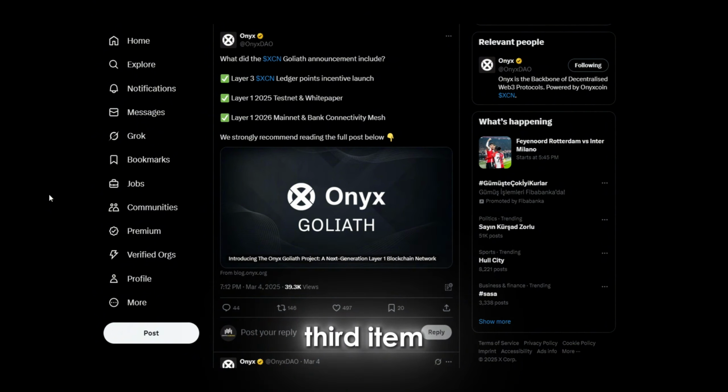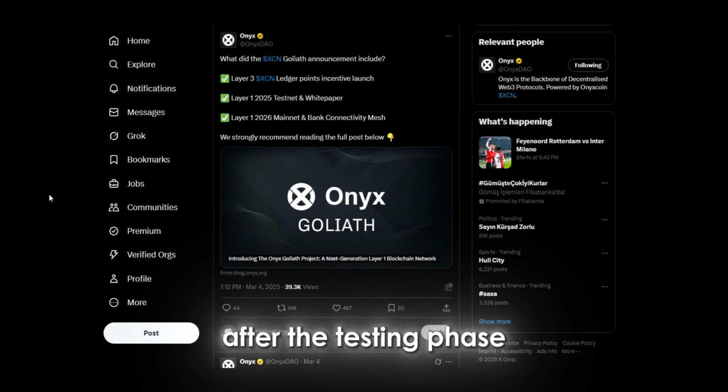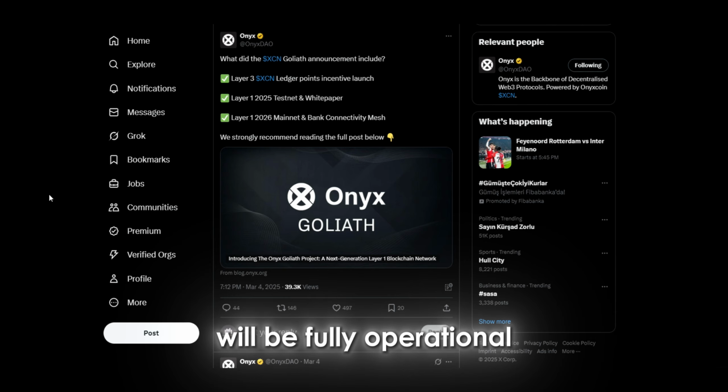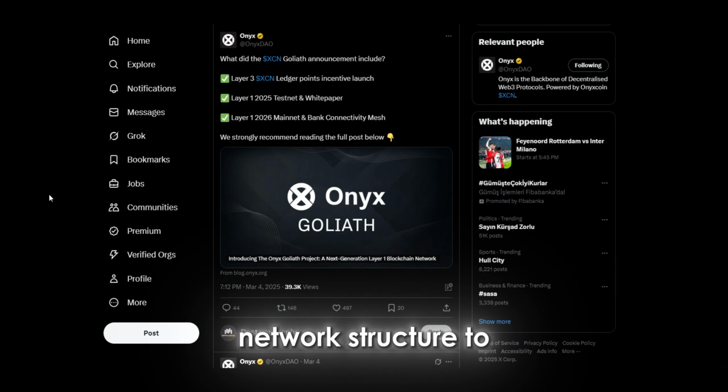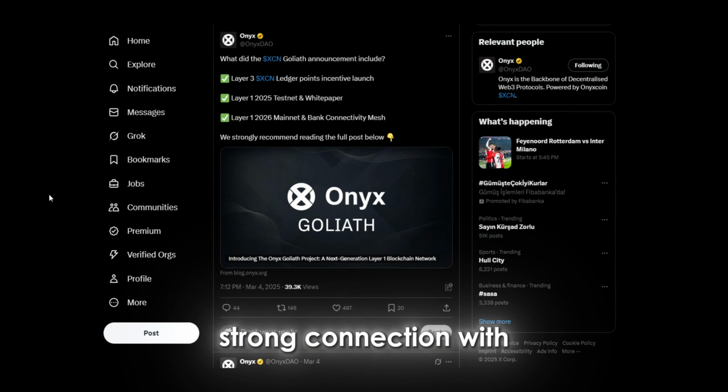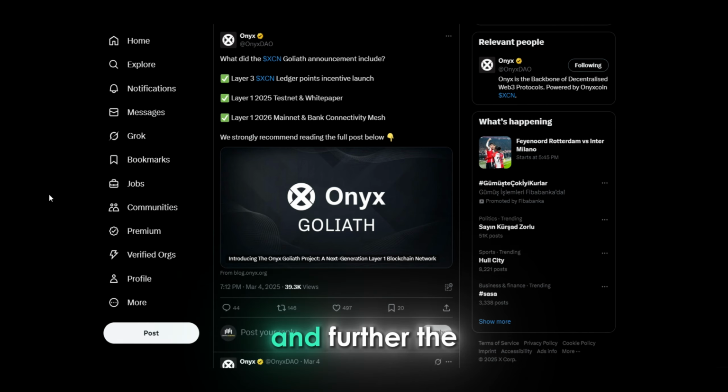The third item: this announcement states that Layer 1 will transition to the mainnet in 2026, and a network structure will be created that aims to connect with banks. Mainnet is the stage where, after the testing phase, users will be able to make real transactions, and the network will be fully operational. Bank connectivity mesh refers to the creation of a network structure to enable banks to integrate with that blockchain. This step aims to establish a strong connection with financial institutions and further the adoption of XCN in the global financial world.